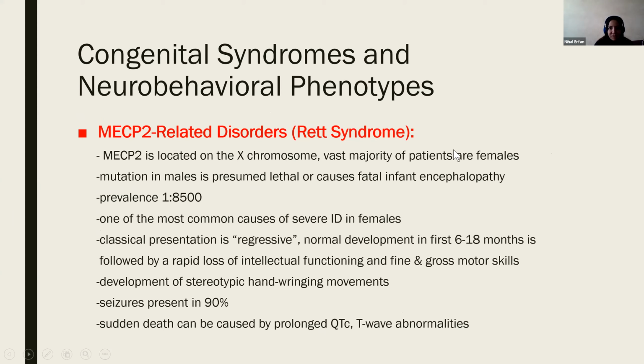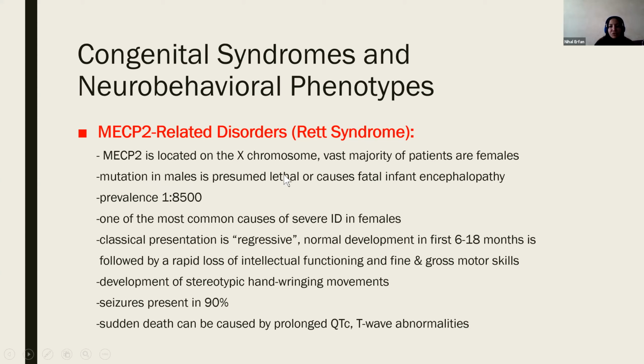Okay. Majority of patients are female. So Rett's was previously in DSM under the autism spectrum disorder, okay? And it was just out in DSM-5, was moved out.